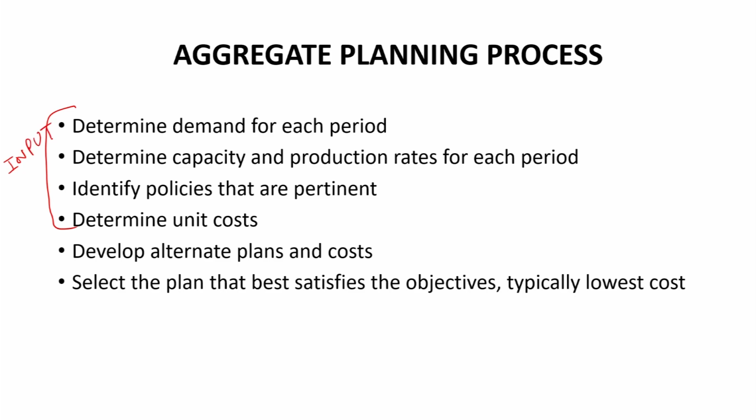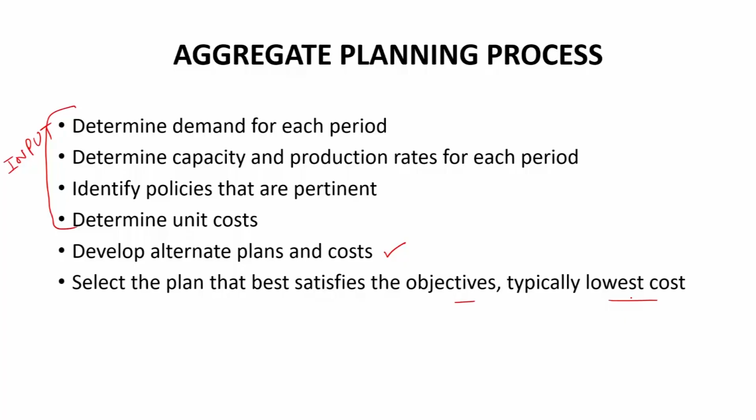These are the input parameters for our production planning. Based on them, I will develop alternate plans and determine their costs. Then I have to select the best plan which satisfies the objectives, that is generally to minimize the cost. We have seen various objectives also, like minimize cost, maximize profit, maintain a stable production rate, maintain a stable workforce level, and maximum customer service. But in our illustrations, we will use lowest cost as the objective, as it is a more tangible objective.